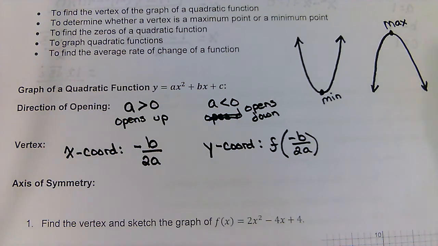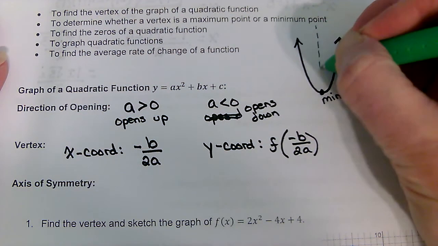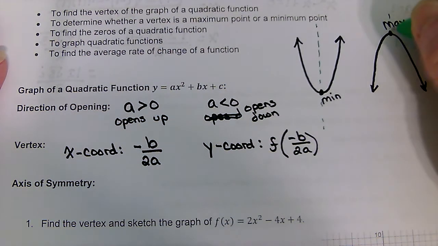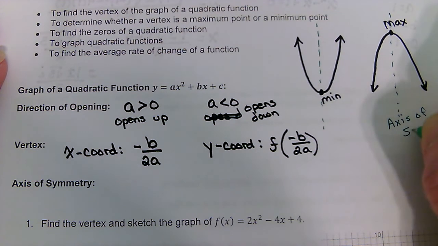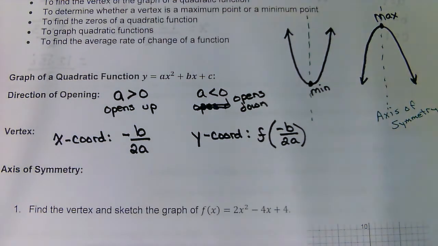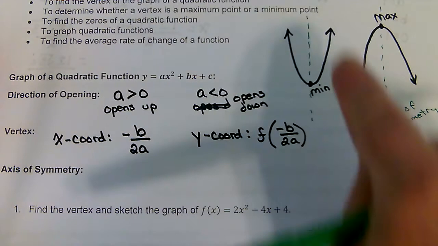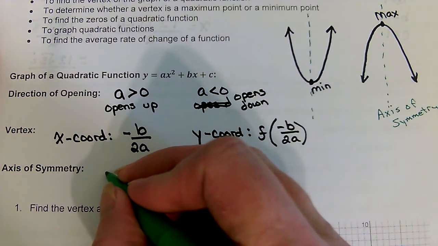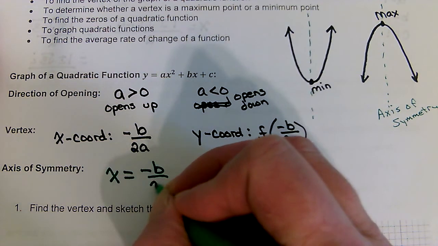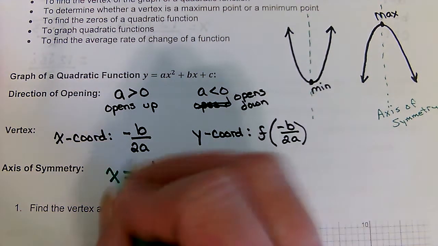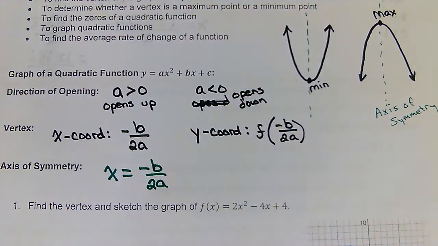Now, there's another key feature. It's called the axis of symmetry. It's this imaginary line that cuts down the middle of a quadratic. What's really nifty about it is it's a vertical line. So that means it's an x equals line, and it's going straight through the vertex. It's actually just going to be x equals whatever that x value is. So once you know your vertex, you know your axis of symmetry because they're connected.